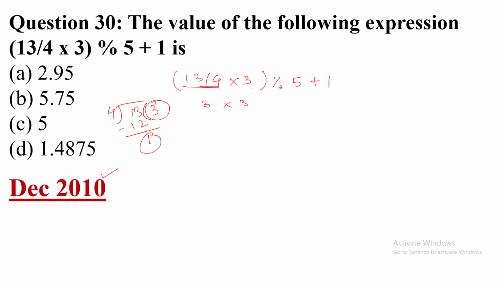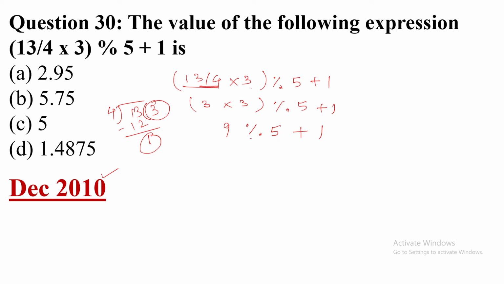So first we will write 13 by 4 into 3 inside of the bracket mod 5 plus 1. So first we will divide it and then multiply it. 13 divided by 4. So 4 3s are 12 and 1 remainder. Whenever divide is given, we will take only the quotient part. So write 3. 3 into 3 mod 5 plus 1. 3 into 3 is 9. 9 mod 5 plus 1.